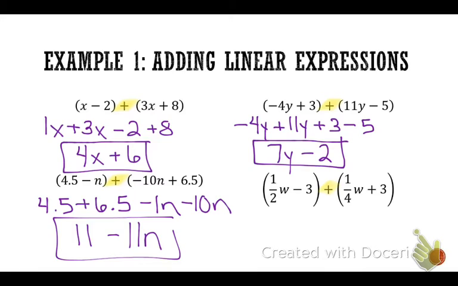Abby? Didn't we technically find an answer for this one? Because if the 11s cancel out, then it doesn't have an n. But they don't cancel, right? Because you cannot combine a number and a variable together. So this is the final answer. Okay, but do you see why the 11s don't cancel? Because one has a variable and one doesn't.